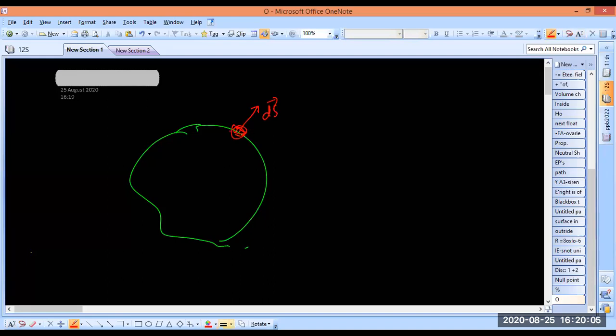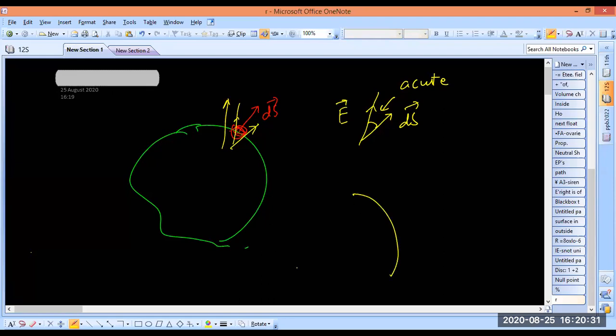And now suppose the electric field is outwards, something like this. So you see the E vector going like this, and the area vector is also somewhere in this direction, so this angle is acute, right? But on the other hand, suppose the electric field is inwards, then the electric field is coming inwards and the area vector is going somewhere outwards, right?